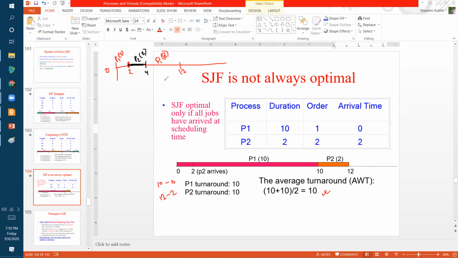it may look good because here P2 arrives at second 2, but for a 2-second job it has to wait a long time actually. When P1 is done, it will do its job. So it's not good actually. Okay, so why is this not good? Because only SJF... why is this not working?